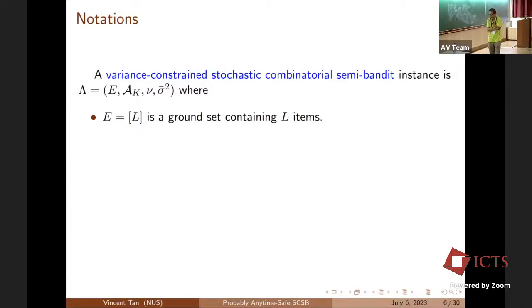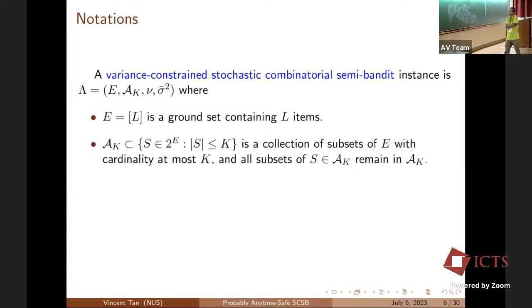An instance of our problem will be defined by 4 objects. The first of which is a ground set of L items. L is a large number of items. Okay, so those are all the fast food restaurants and all the soft drinks and all the unhealthy food that you can think of. All right, but on a web page we can only display up to K ads, and that is encoded in this set of subsets A_K.